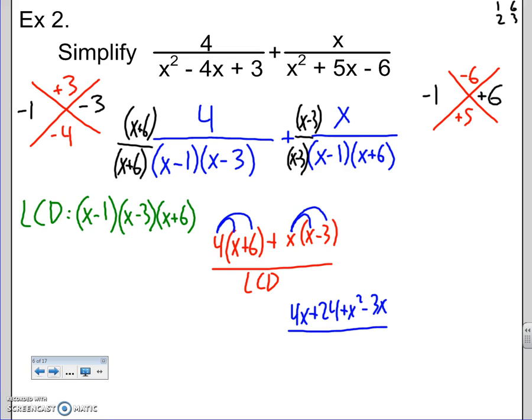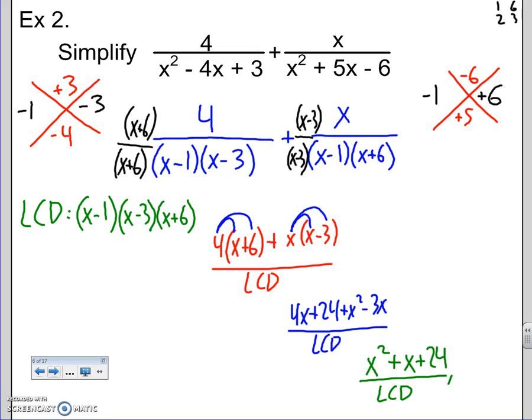All over our LCD. And we've got to combine one last time. The x is combined. And let's put the x squared first. So we have positive x squared. 4x minus 3x is plus 1x. And that 24 doesn't combine anything. All over LCD. If you want to write it out, you can. I'm just going to write LCD again. Remember, this LCD is exactly that thing on the left.